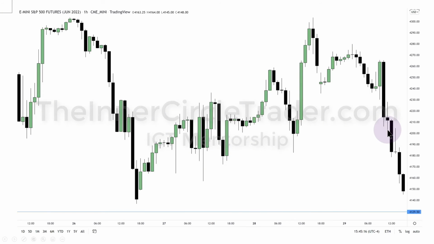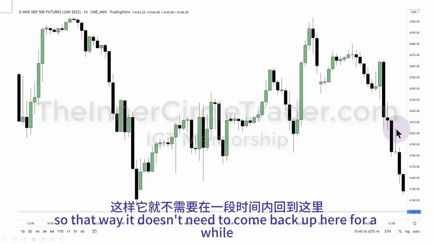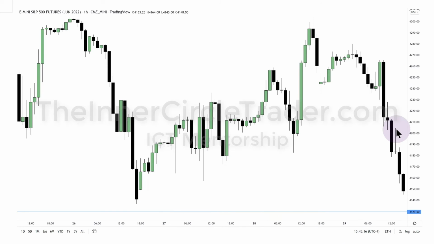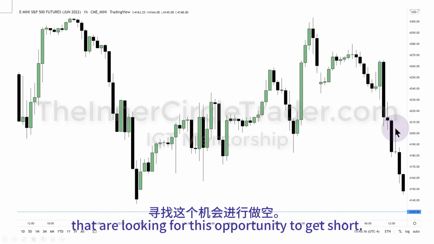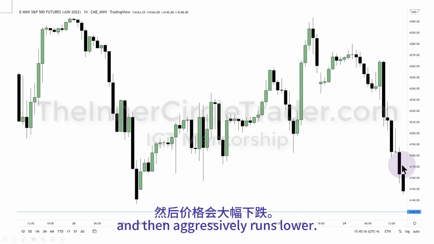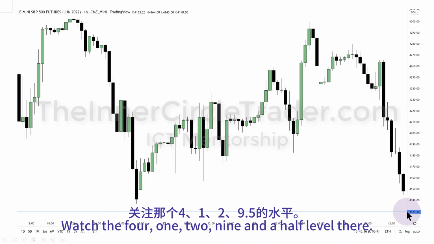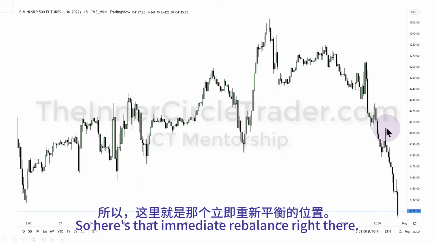Immediate rebalance back to that candle's low. So all of this imbalance is completely rebalanced. So that way it doesn't need to come back up here for a while, because it is allowing traders that are looking for this opportunity to get short, they're going to short in that. And then aggressively runs lower. Watch the 4129.5 level now. 15-minute time frame. Boom. Okay, so here's that immediate rebalance right there.